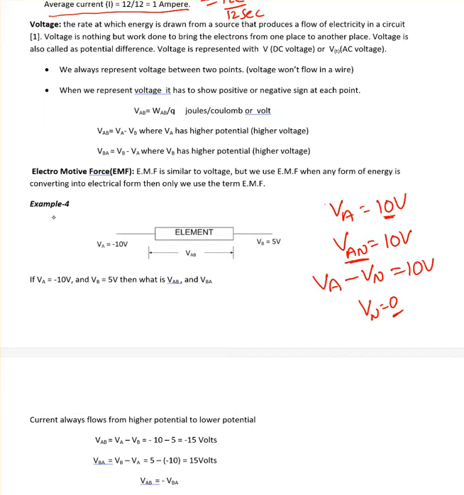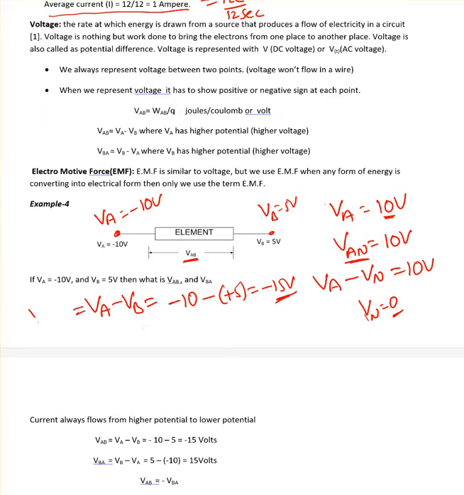So in this example, he's asking to find VAB. He gave you the voltage at these points. Voltage at A, VA, is given as negative 10 volts, and VB is given, VB equals 5 volts. So VAB is nothing but VA minus VB. The voltage at A with respect to ground is minus 10 volts, and the voltage at B with respect to ground is 5 volts. So VAB is minus 10 minus positive 5 volts. So the total difference is negative 15 volts.